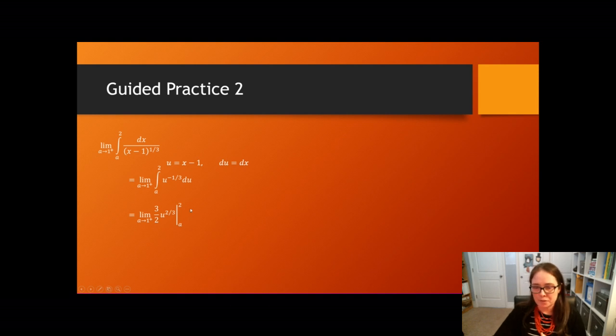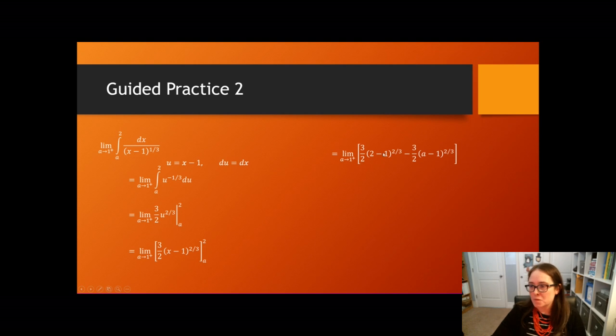And then I don't want to forget about those limits of integration. So just like before, I plug in the 2. Or actually, I almost did it again. Reverse your u substitution. Okay, so plug in that x minus 1 again. And now I can plug in the 2 and the a. So I end up with all this here, 3/2 times 2 minus 1, which is just 1 to the 2/3, and then minus 3/2 times a minus 1 to the 2/3.